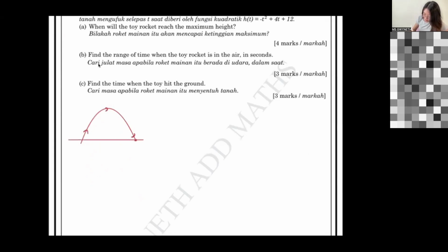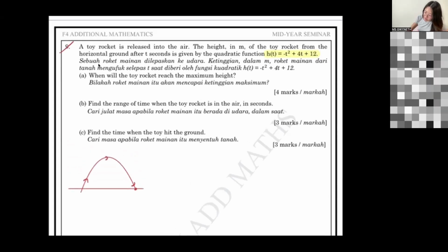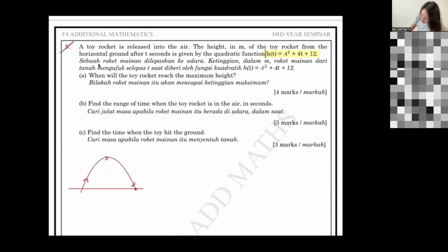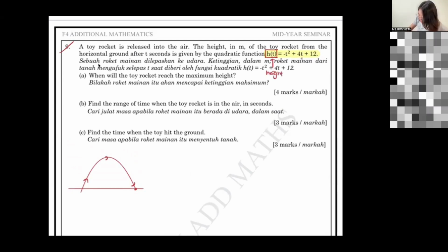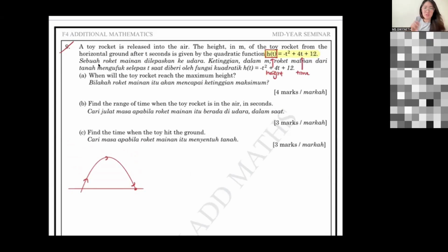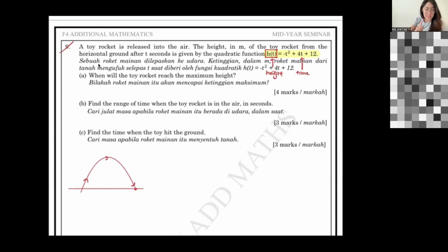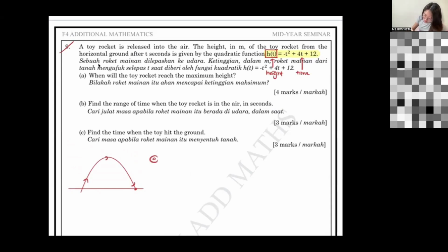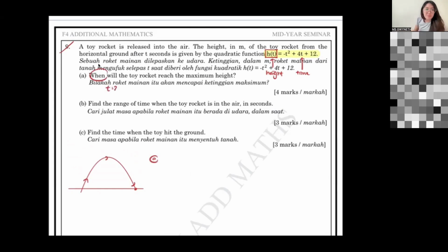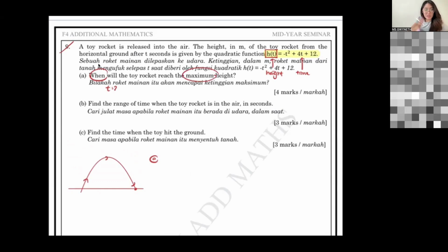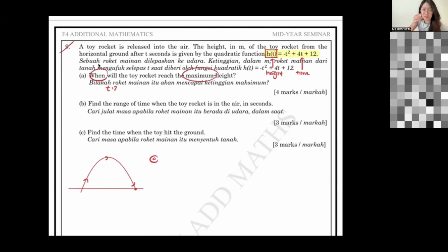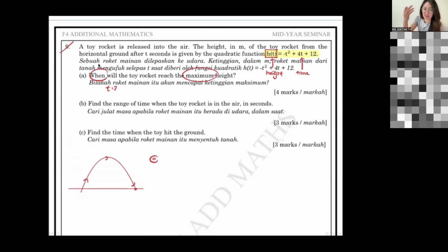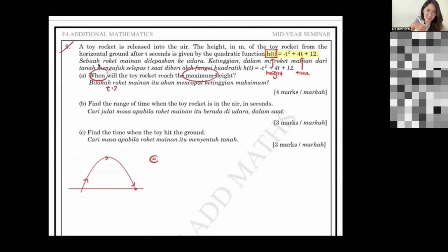This is the ground. Now you see, for this one, h(t), this is the height. t over here is time. You need to understand this first. Then part a, when, meaning they want you to find what is t. When will the toy rocket reach the maximum height? When you see the word maximum or minimum in quadratic, you definitely need to do completing the square to find the vertex.